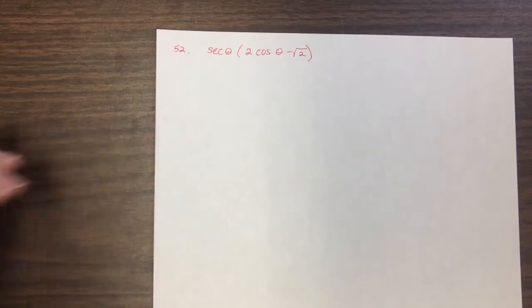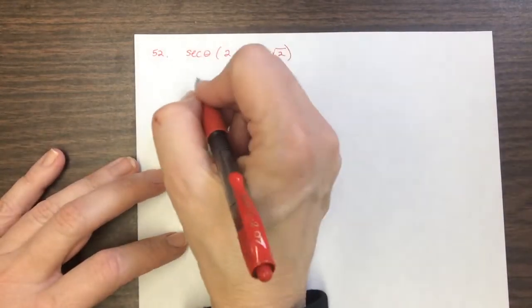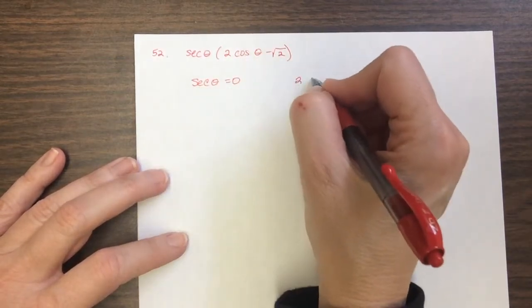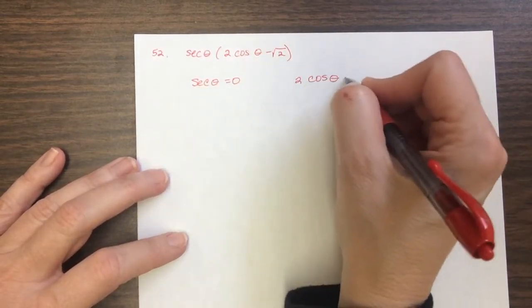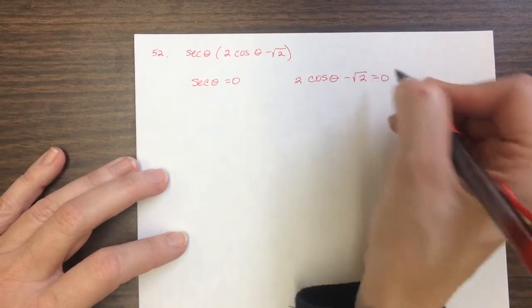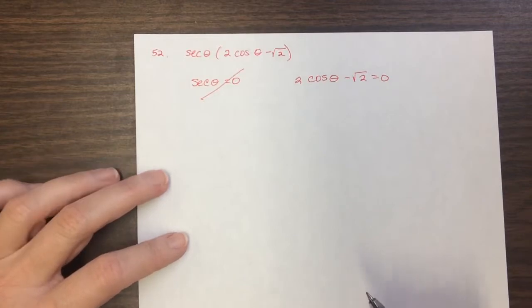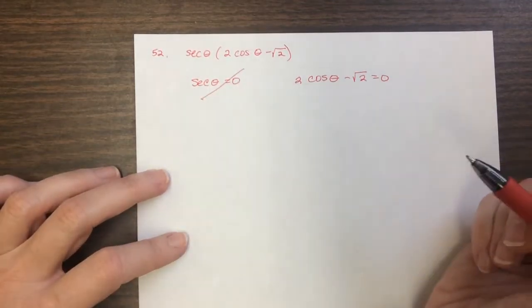Alright, this has actually already been factored for us, so I'm going to use my zero product property and just go ahead and say the secant of theta equals 0. The 2 times the cosine of theta minus the square root of 2 equals 0. Alright, we know that can't happen. So we're not worried about that factor.